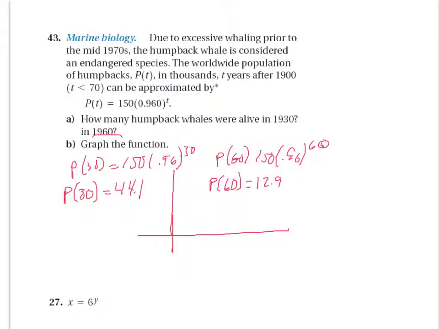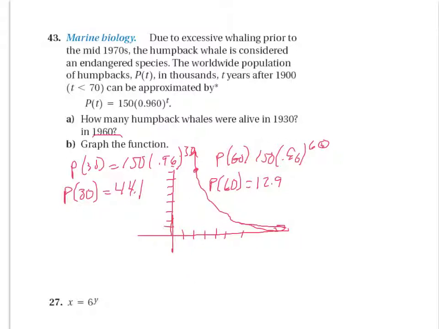So in 1930, we had, let's see, 5, 10, 15, 20, 25, 30, 35, 40, 45. Right, so we go 10, 20, 30, 40, 50, 60. So at 30, we're at roughly in there, and at 60, we're at right around there. So you can see how it's coming on down. Now, hopefully, it'll never get to zero. They enacted some legislation that made whaling illegal, so the humpback whale is actually on the rise now.